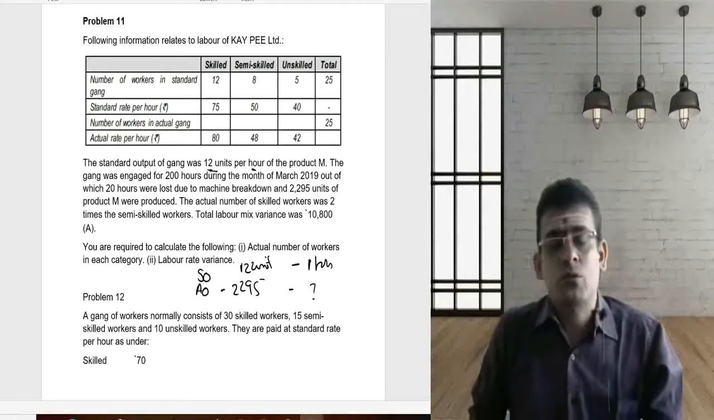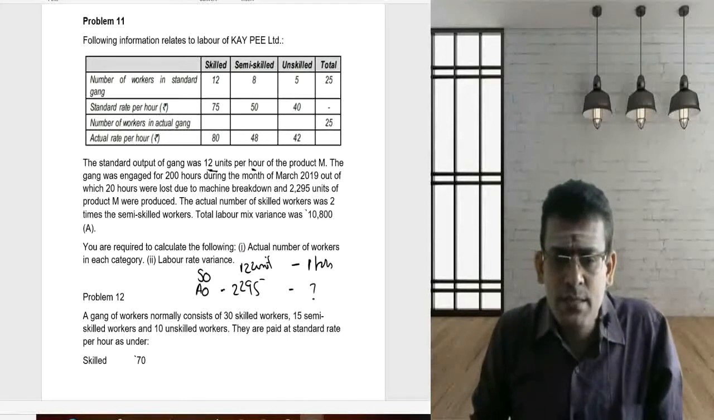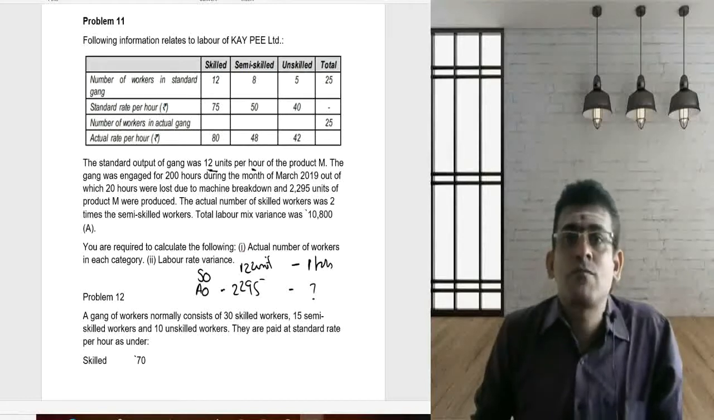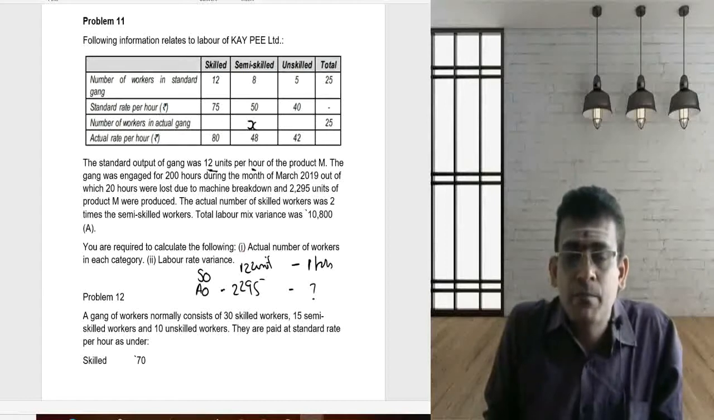You can easily find it. So that's the base of it. We'll come to the client stage. Now, what else is given? Actual number of skilled workers was 2 times that of semi-skilled. If we take semi-skilled workers as X.